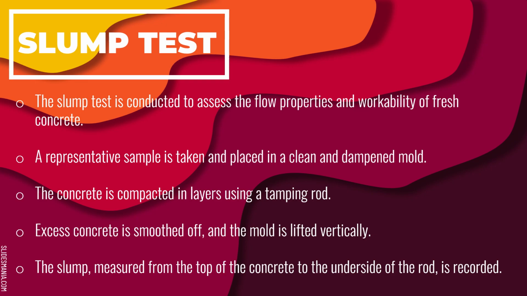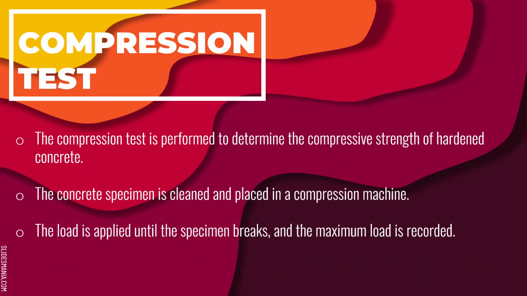The mold was lifted vertically, slowly and carefully, and the mold was inverted and placed near the concrete. The rod was raised across the inverted mold to compare the height of the mold and the slumped concrete. Then, the slump of concrete was measured from the top of the concrete to the underside of the rod using a ruler. And lastly, the measured slump was recorded and the type of slump was determined.